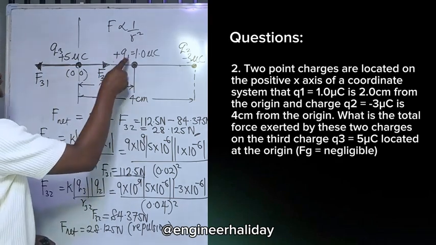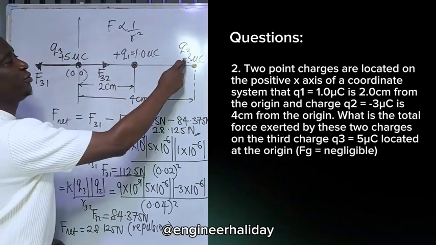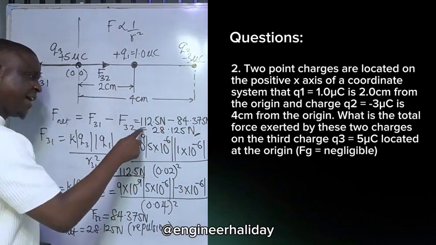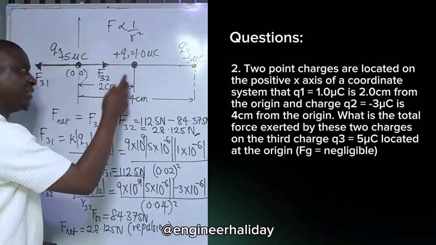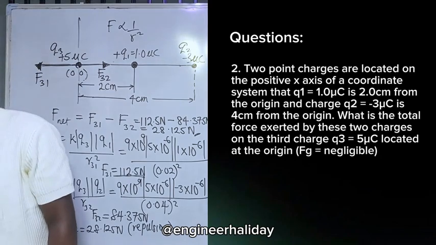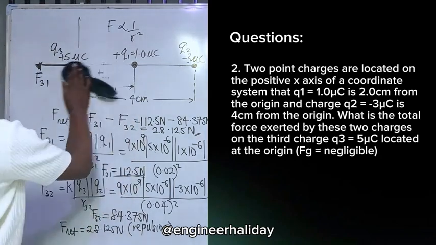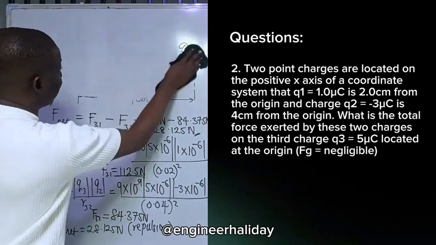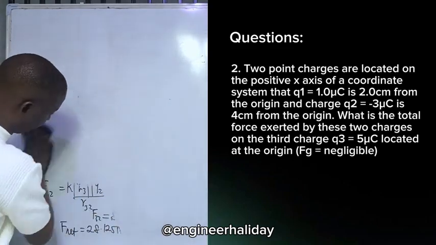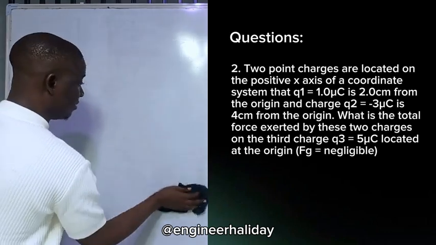a repulsive force. F31 between 1 and 3, they are like charges, which is they repel. F32, they attract. So which one is bigger? The F31 is bigger because it has a smaller distance between them. So that one is very, very clear. So we go to the last question for this section. We take the last question, then we know we are true for three charges.